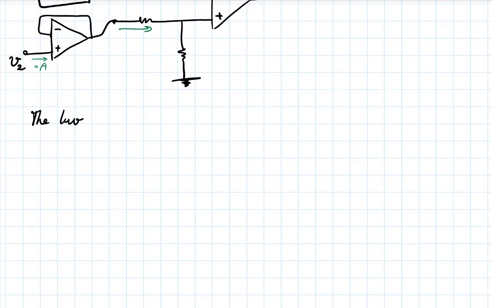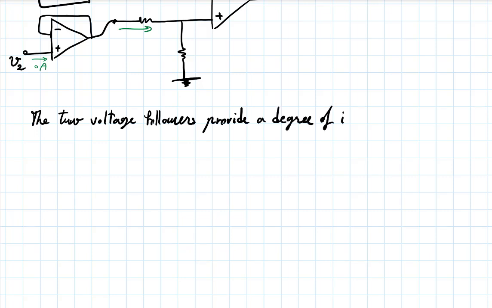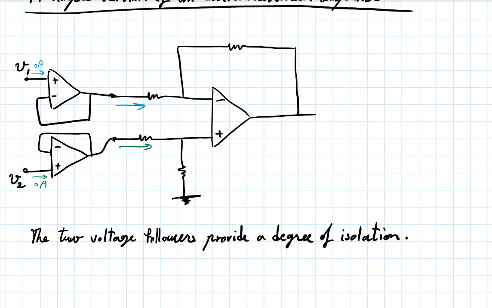The 2 voltage followers at the input provide a degree of isolation. Now the input resistance that input V1 sees is infinity. There is no current being drawn. Same for V2. And any necessary current in the subsequent stage will be provided by the first 2 op-amps. You have your V out here.